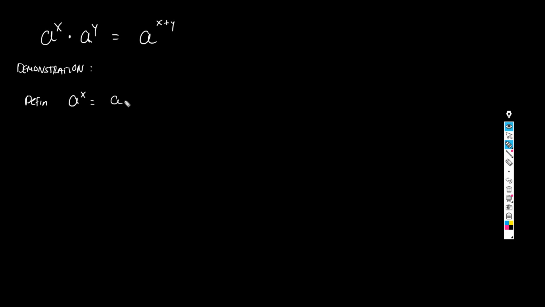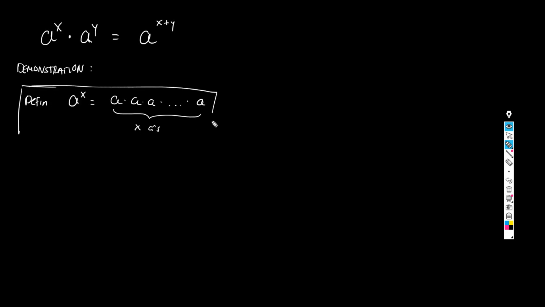A to the x, by definition, means a times a times a times a times a, and so on until we have x a's. Okay, that is my definition, and I'm going to use this definition in the course of my demonstration. So let's start. I'm going to write this first. I'm going to write a to the x times a to the y.